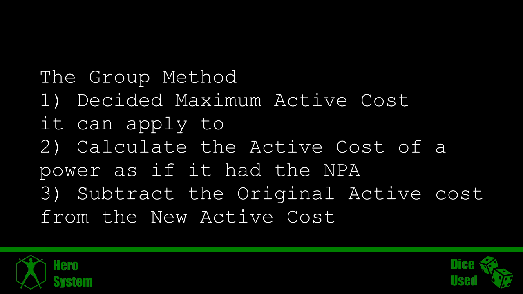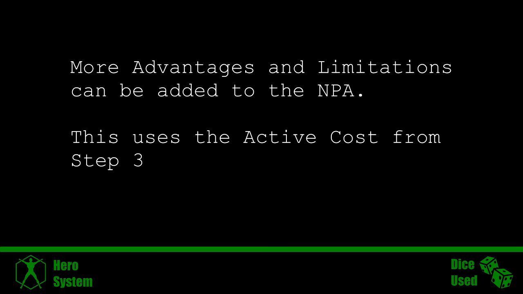Let's start with the group method. The steps for this are: decide the maximum active cost that this naked power advantage can apply to, calculate the active cost of a power as if it had that naked power advantage, and then subtract the original active cost from the new active cost. Step 3 leaves us with the active cost of the naked power advantage. At this point, if you want to add more advantages and limitations to the naked power advantage, they apply to the cost generated from step 3.